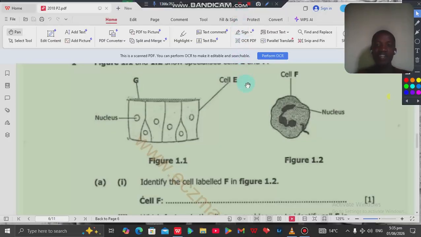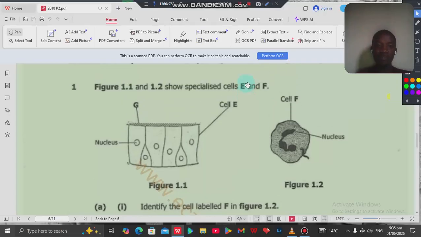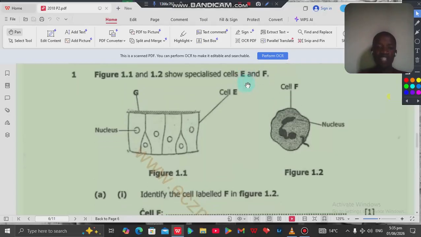So today we are going through this past paper question, which is a question on specialized cells. It says on question 1, figure 1.1 and 1.2 show specialized cells E and F. The first question on A says identify the cell labeled F in figure 1.2. So this cell that is labeled as F.